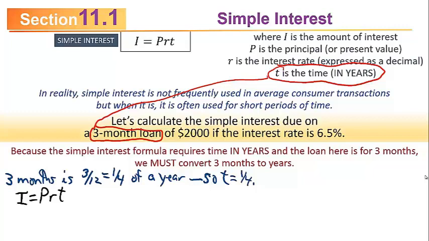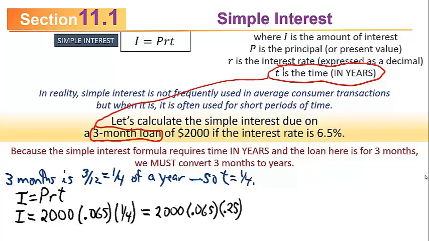So I = PRT will give you the interest due. We're looking for the interest due this time. $2,000 is the principal, 6.5%, which is 0.065, is the interest rate, and the time is 1/4 of a year. 1/4 is 0.25, and if you multiply those three numbers together, you get $32.50. So the interest due on a 3-month loan of $2,000 at 6.5% simple interest is $32.50.